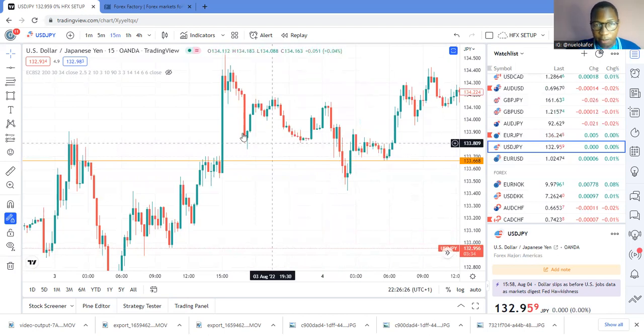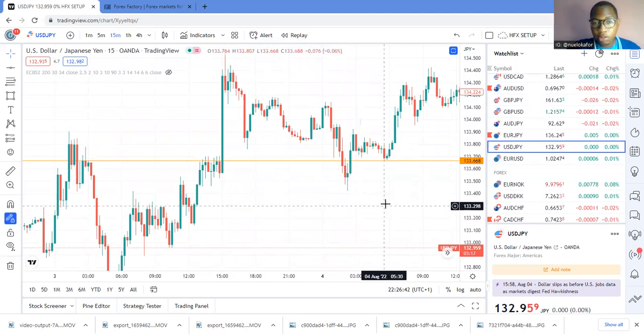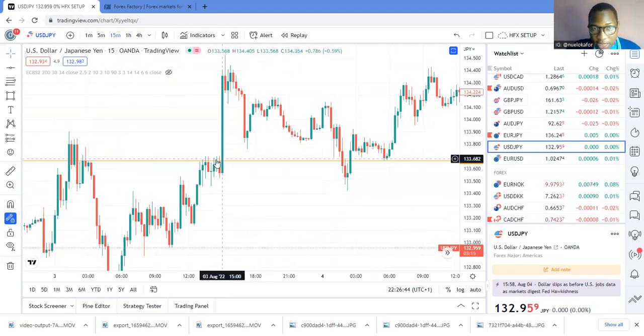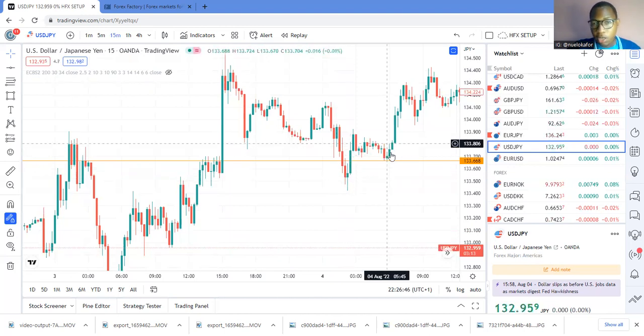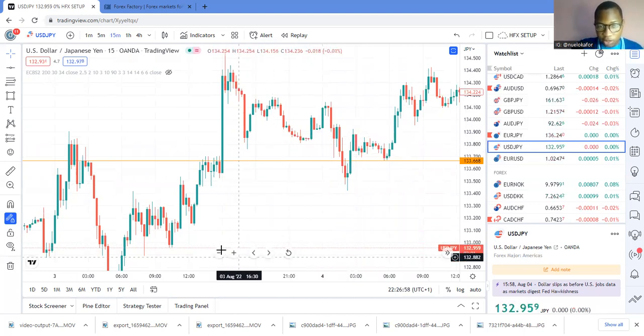For example, you see this particular resistance here that was tested. It tested, rejected, tested it again, rejected. Assuming somebody was waiting to take it again, it broke it eventually and made its way downwards, okay? So later on, you can see it clearly supported it subsequently. Market was just marketing over here. So I hope with this, everyone has learned and understood the break and retest strategy, right?